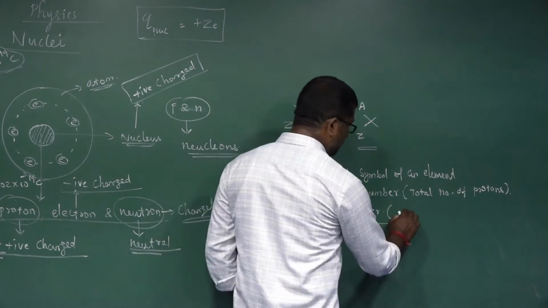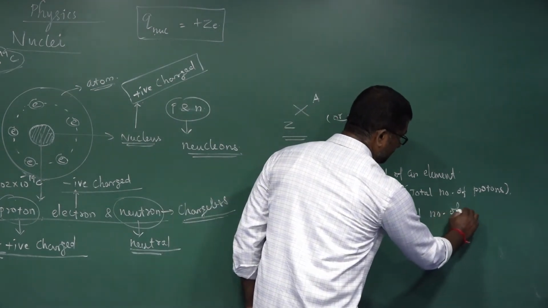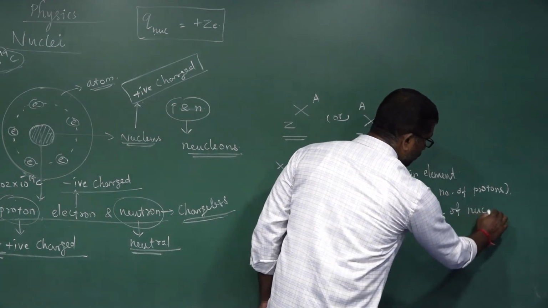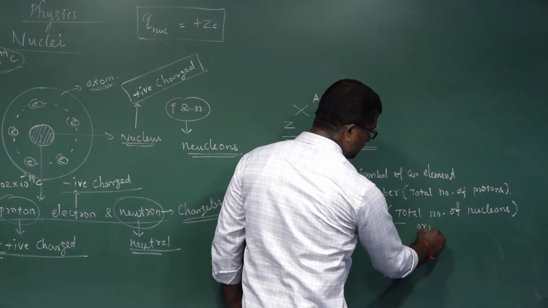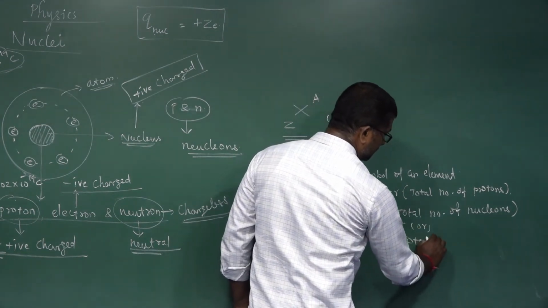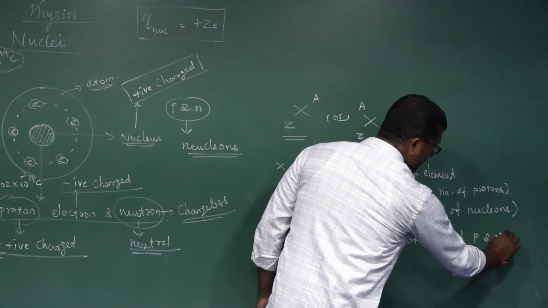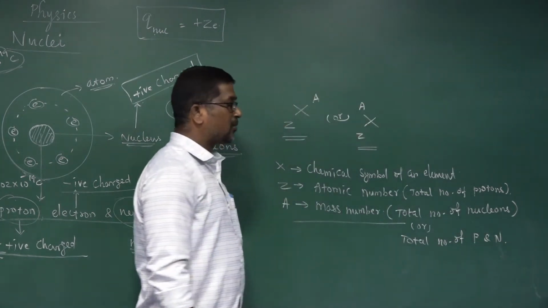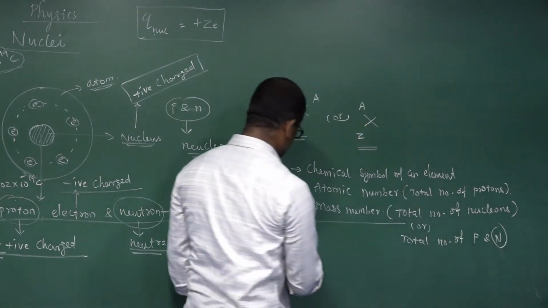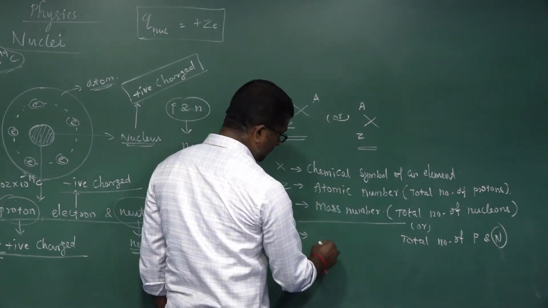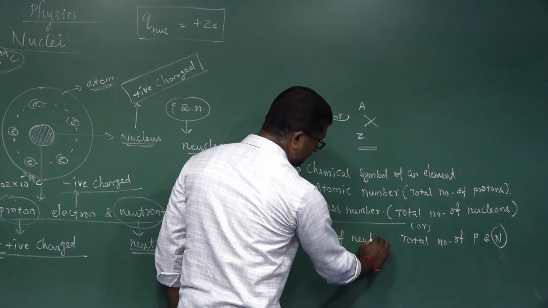So, mass number refers to the total number of nucleons, or the total number of protons and neutrons. Right? And capital N refers to the number of neutrons.